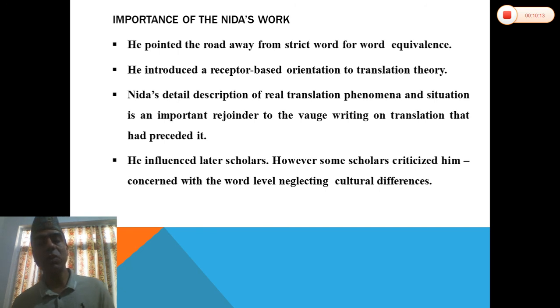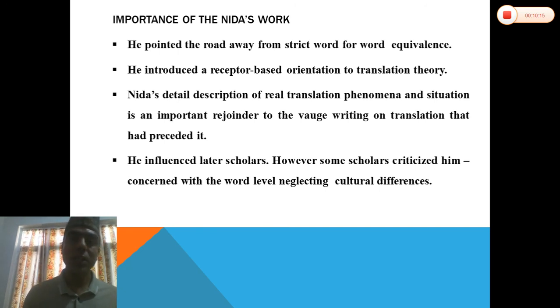However, some of the scholars criticize him, for not focusing on the word level and focusing on the cultural differences.